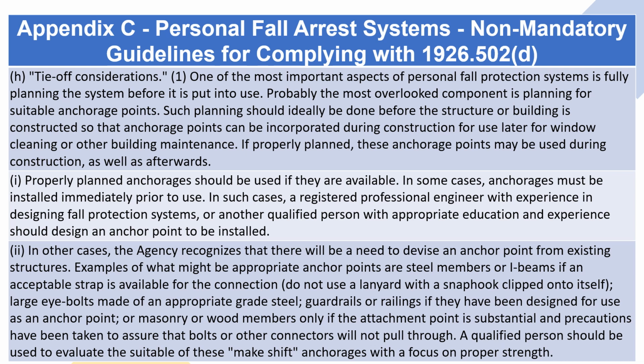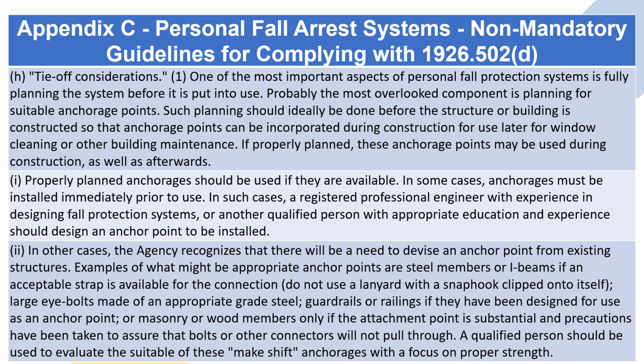In some cases, anchorages must be installed immediately prior to use. In such cases, a registered professional engineer with experience in designing fall protection systems, or another qualified person with appropriate education and experience should design an anchor point to be installed.